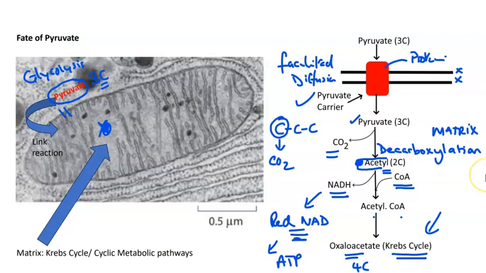So in summary, the pyruvate is broken down into acetyl, connected to CoA, with the release of carbon dioxide and the reduction of NAD.